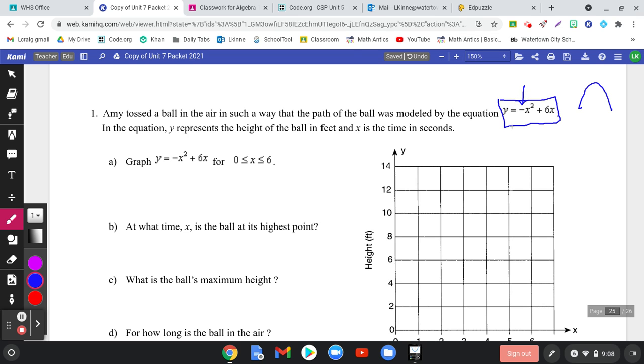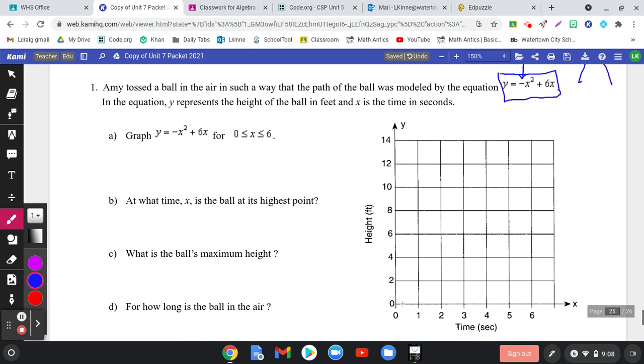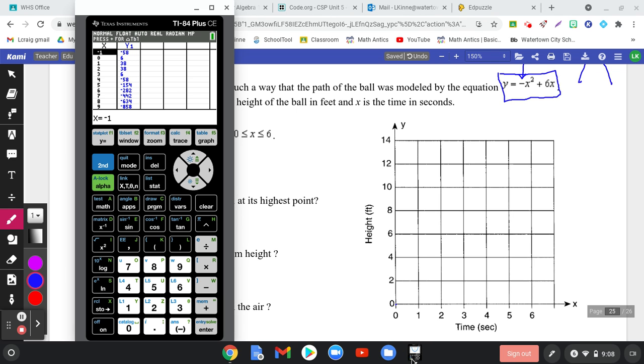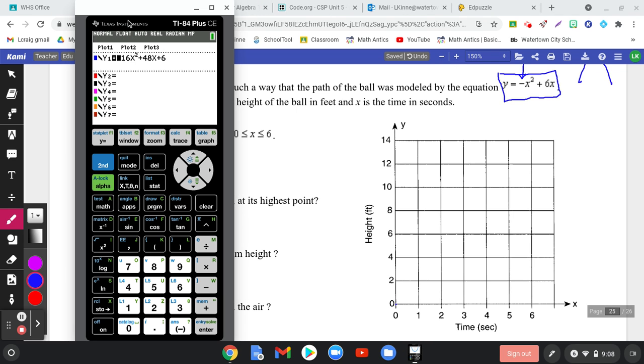Now I don't see anything added or subtracted here, so that means you're going to be starting down here at the origin. That's going to be your y-intercept. Otherwise, if it was starting at 6 or whatever, you would see a plus 6 at the end. Those are all just little shortcuts, but remember we have our graphing calculator.